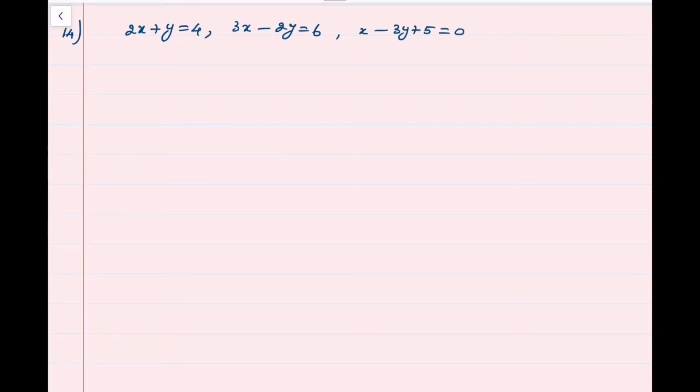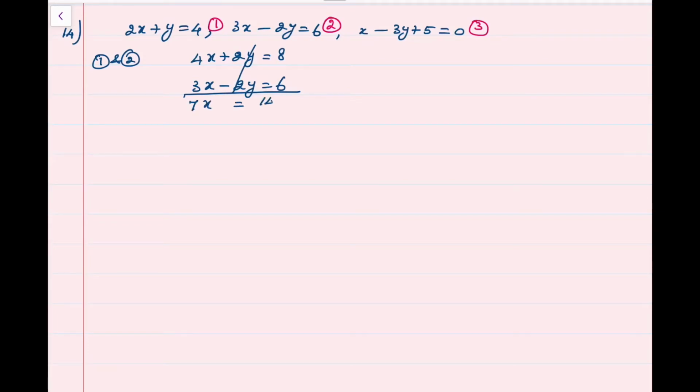To find the limits, we need to find the points of intersection. We will number these lines as 1, 2 and 3. Let us solve 1 and 2. I am multiplying the first equation by 2, and the second equation is 3x - 2y = 6. 7x is 14, therefore x is 2. We will substitute in the first equation to find the y value. Therefore, the point of intersection is (2, 0).